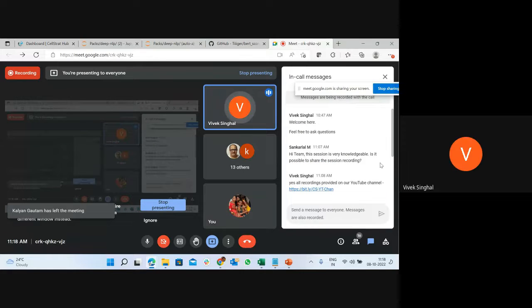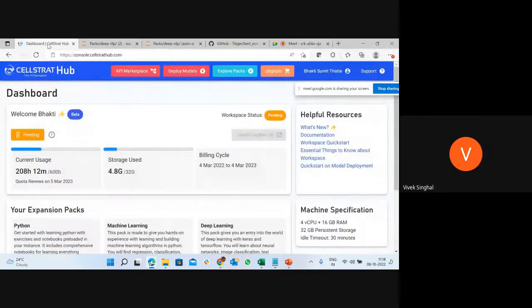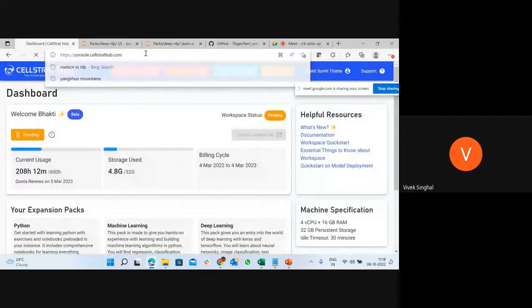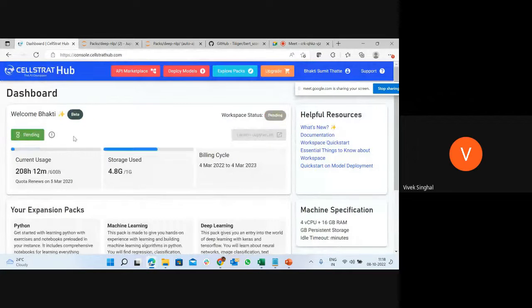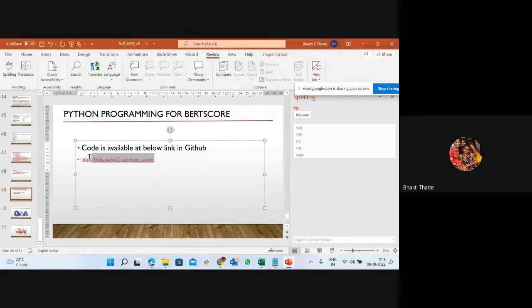So are folks new to BERT and transformer, or we know that from before? Till it gets processed, let me go to the GitHub and show you the code here. So basically, this is the BERT score. This is the link I have given. I'll just reopen this.